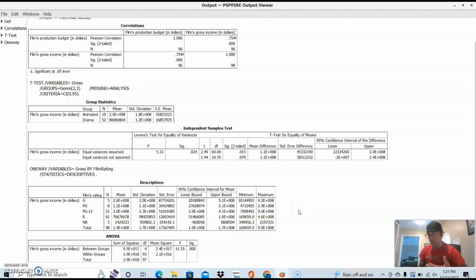And what I would love to see you do in chapter 5, so in chapter 4 you just provide a description. You'd say that there's a significant main effect of film rating on income, and you wouldn't say much more beyond that. You might say that PG-13 movies make the most.